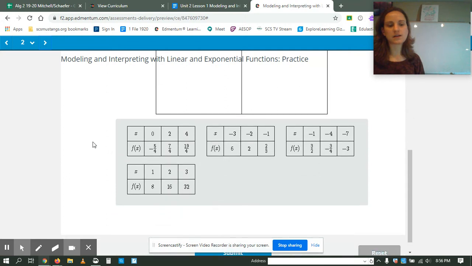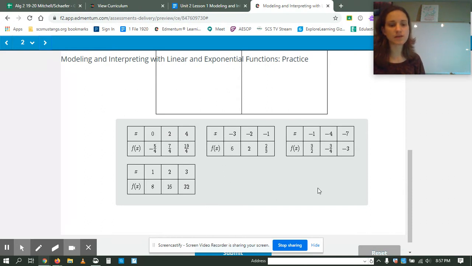Looking down here, I'm going to check all my x values and make sure that for each of those tables, they're each increasing by the same amount for the x values, and that way all I need to do is focus on my y values. If I look at what I've got, it's going 0, 2, 4. This one's going up by 2s. -3, -2, -1. This one is increasing by 1s. -1 to -4 is subtracting 3, and then this one's increasing by 1. So my x values are consistent, so it's going to be easier for us to figure out which one is exponential or linear. There's not going to be a lot of extra work for us to do.